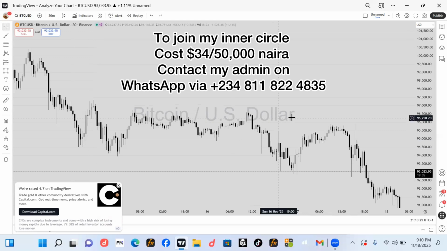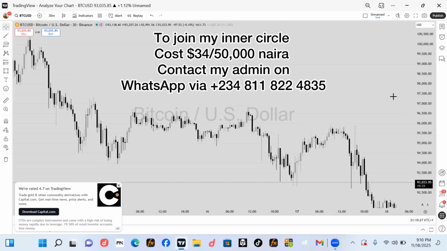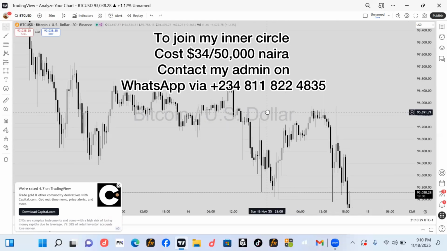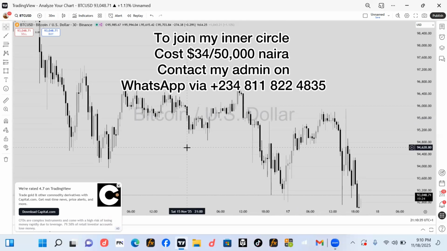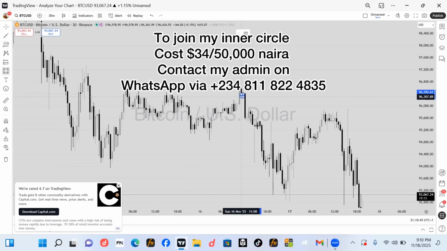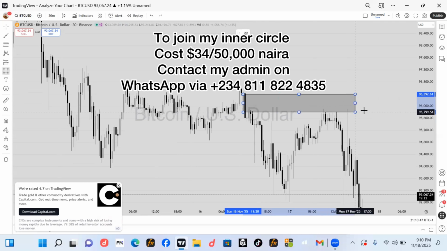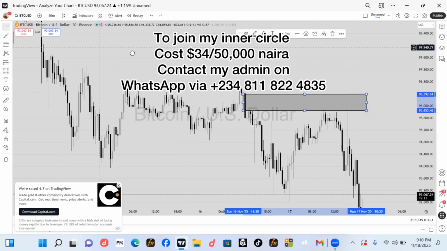Let's see another scenario. Now there can be a fake fair value gap. Now these are the possible ways that you can sometimes recognize them. It's either the spacing between them is very large or little. Now let's look at another scenario here. So you can see we have a fair value gap here. This one becomes wider.